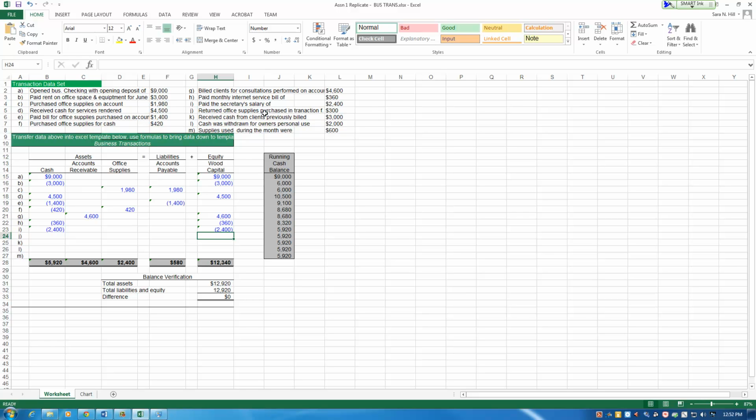Next, we return the office supplies purchased in transaction F. We got a full refund for that. So here we're going to get a $300 cash flow in. But we return those office supplies, so we're going to see a reduction in our office supply asset.